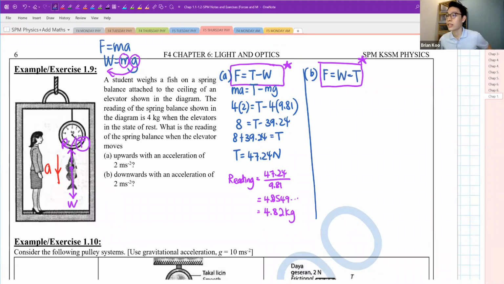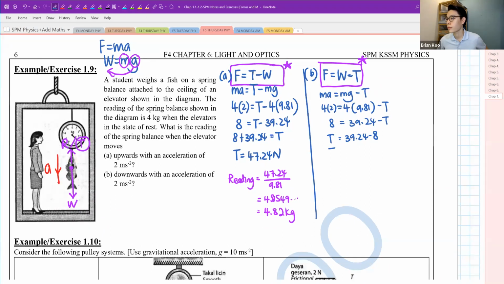So F is MA, W is mg, T is the value that we are looking for. Do it yourself slowly. This one is just maths and moving things around. No big deal. And then you can get your reading in here.